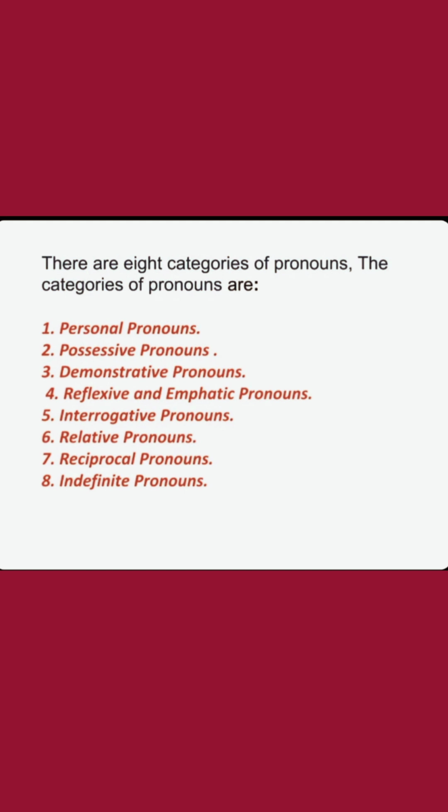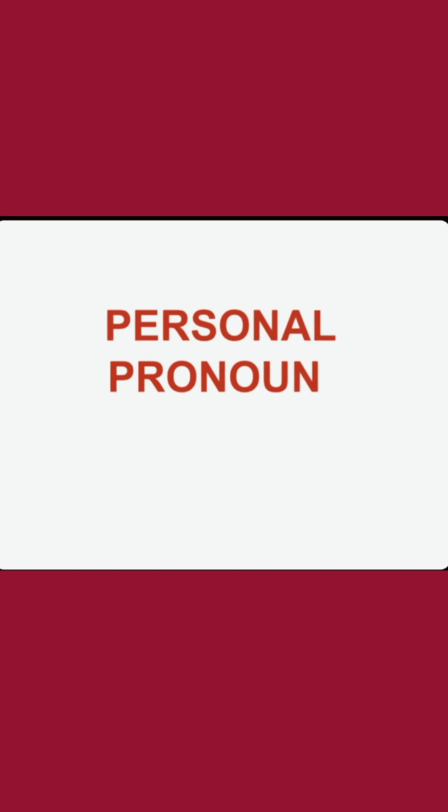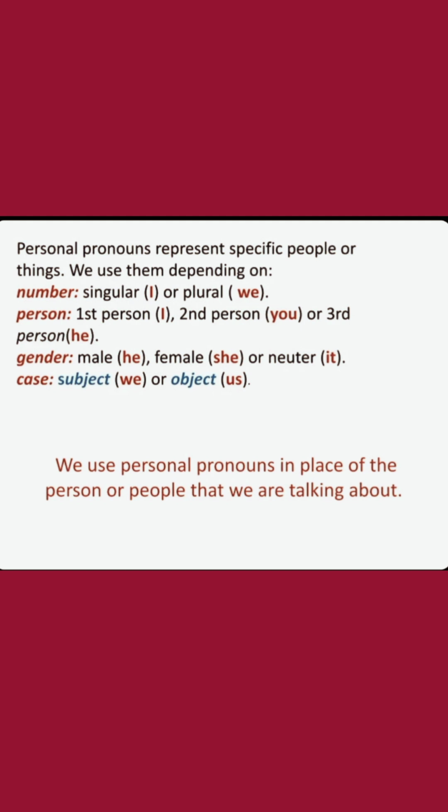So, one by one, we will explain all these types. First of all, we will explain what is a personal pronoun. A personal pronoun represents any specific people or thing. We use them depending on number. Singular हो तो उसमें हम I use करते हैं and plural हो तो we use we. Persons like first person I, second person you, and third person he, she, it.